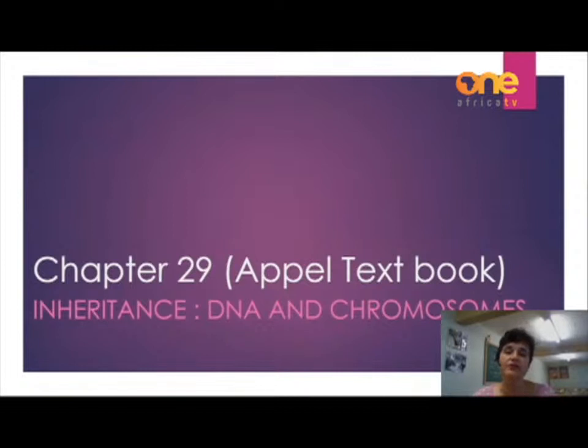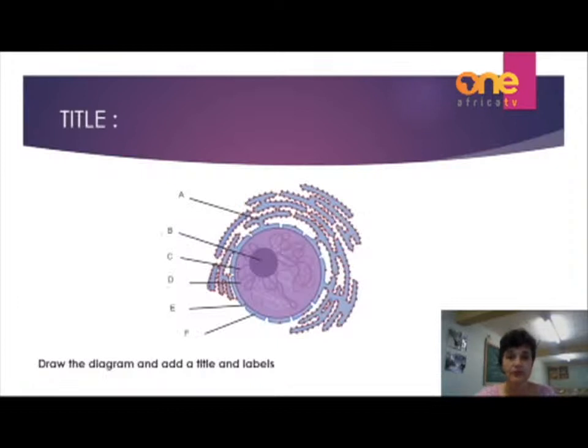So we are going to look at chapter 29, and we are using our textbook that was done by Appel de Klerk. Inheritance, and specifically DNA and chromosomes. You will see we are going to do a lot of terminology today. It will be a good thing to make sure you know the definitions. So, my first assignment to you is to complete this worksheet.